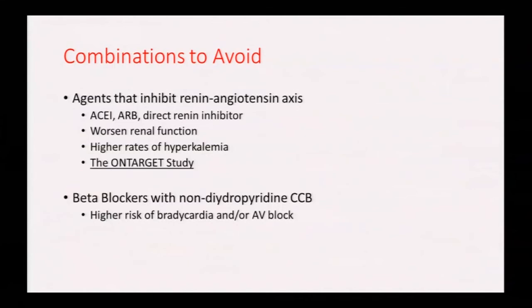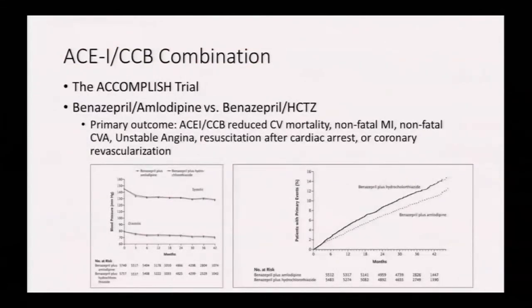Also, don't combine beta blockers and non-dihydropyridine calcium channel blockers like verapamil and diltiazem, for the reason I said before, bradycardia and AV block. Just wanted to remind you again of these. A good combination that we can use, and it was studied in the ACCOMPLISH trial, is the ACE inhibitor calcium channel blocker. They studied benazepril and amlodipine versus benazepril and HCTZ. And I just want to point out here that in the study, the 2 groups' blood pressure was comparable and there was no significant difference.